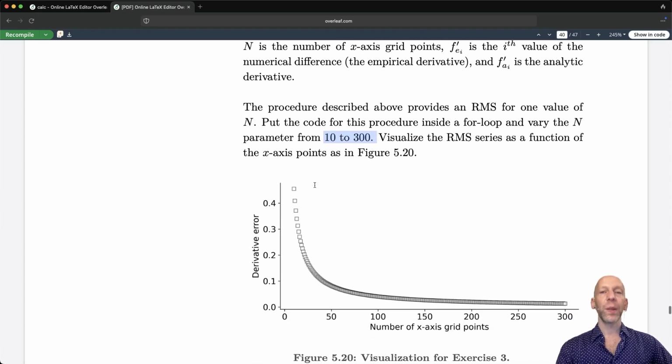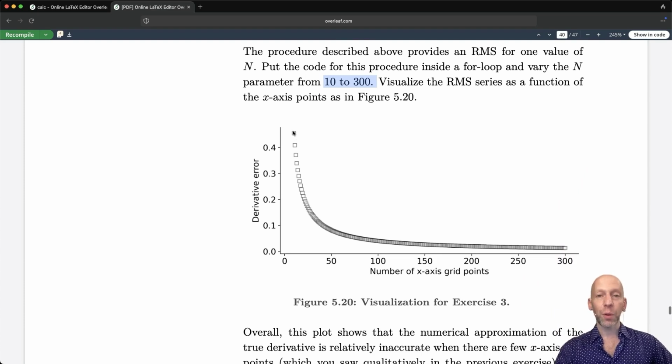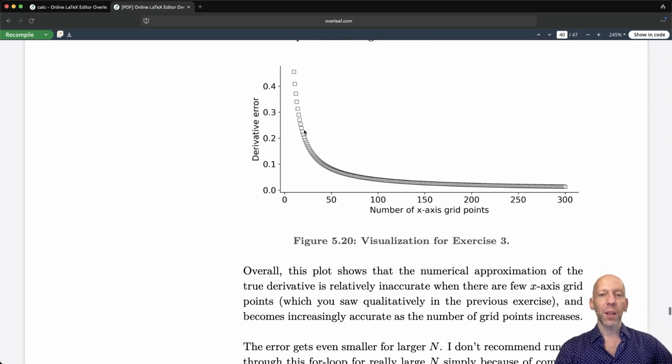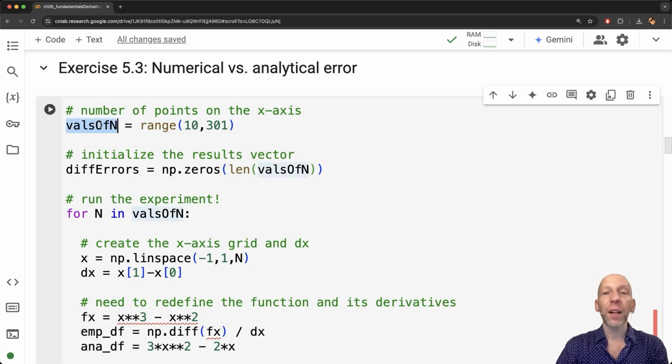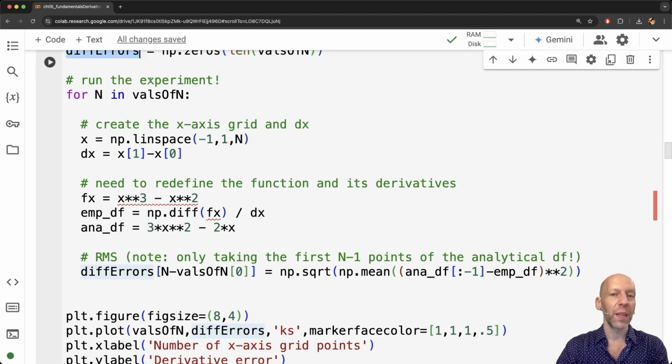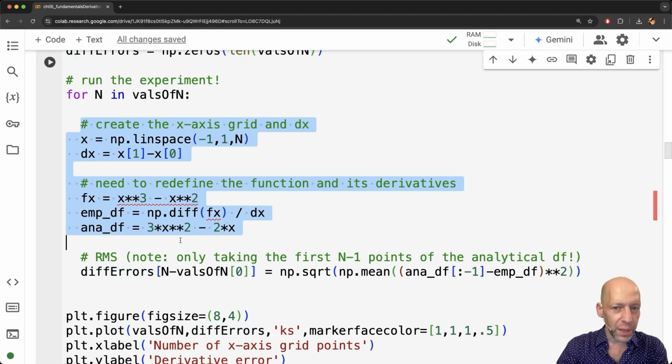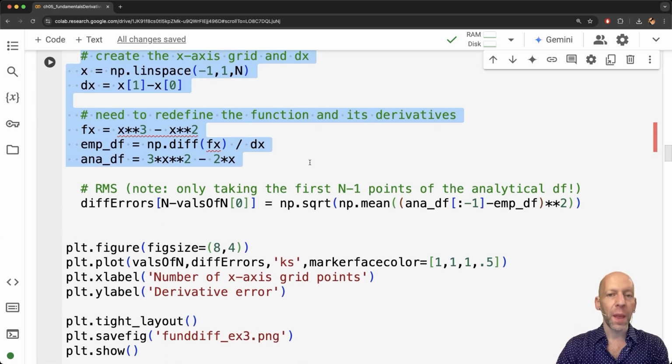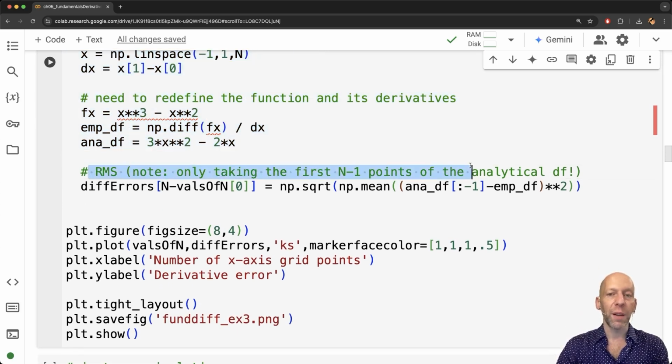So what does the RMS, the root mean square error, look like when we have 10 data points versus 50 data points versus 300 data points? And you're going to get a plot that looks something like this. Here are the values of n that I'm going to use, ranging from 10 to 300. Here I'm initializing the output, and here's where I run the experiment. All of this code is literally copy-pasted from the previous exercise, so I'm not going to explain it in any detail. Here is the implementation of the root mean squared error.